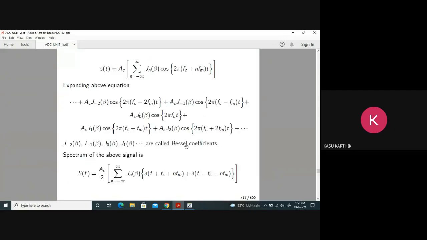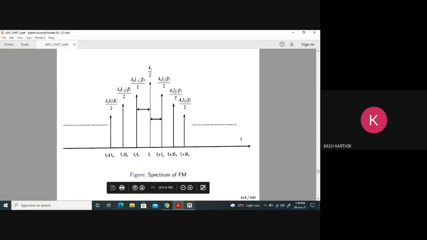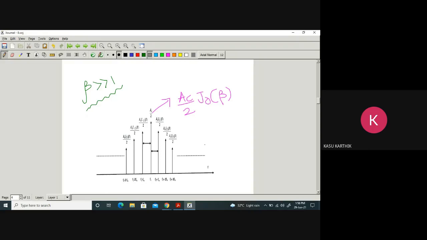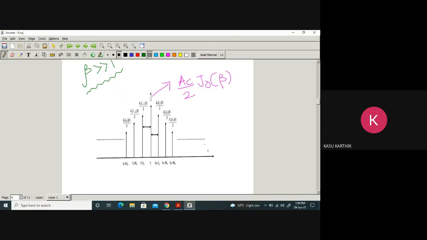This is the spectrum finally. So this is the mathematical equation and this is the spectrum. Now in the spectrum I have taken only positive frequencies. When n equal to 0, we have an impulse at Fc whose value should be Ac by 2 J naught beta. When n equal to 1, we have an impulse at Fc plus Fm whose value is Ac by 2 J1 beta.